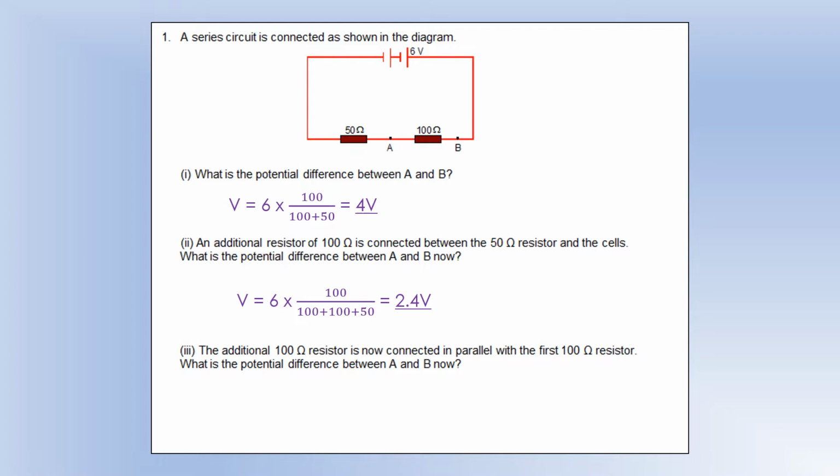We just need to add the 100 to the bottom line and we get a new lower potential difference of 2.4. The 100 ohm resistor is now connected in parallel with the first 100 ohm resistor. What is the potential difference now? So what I'm going to do is calculate the combined resistance of those two, which, because they're identical, will just be half of one of them, so 50 ohms, and then we can stick that in place in the potential divider equation, so now we get, essentially, it's split in half, 3 volts.